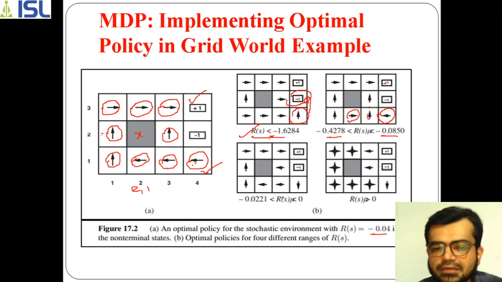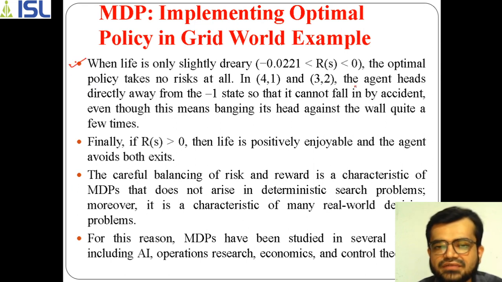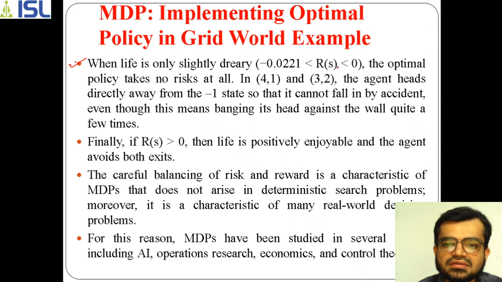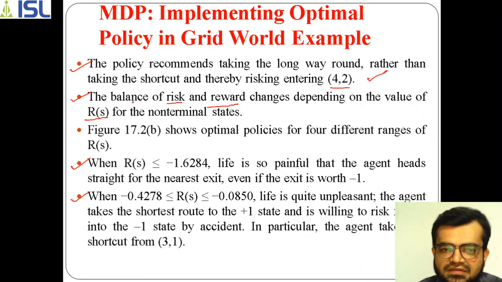Next, if you go the third way, the risk is very less, because the reward value is between -0.021 and 0. That means the reward value is approximately near 0. So here you can find that the optimal policy will decide that there is no risk at all. So what happens if you observe 4,1 and 3,2? The agent heads directly away from the -1 state.